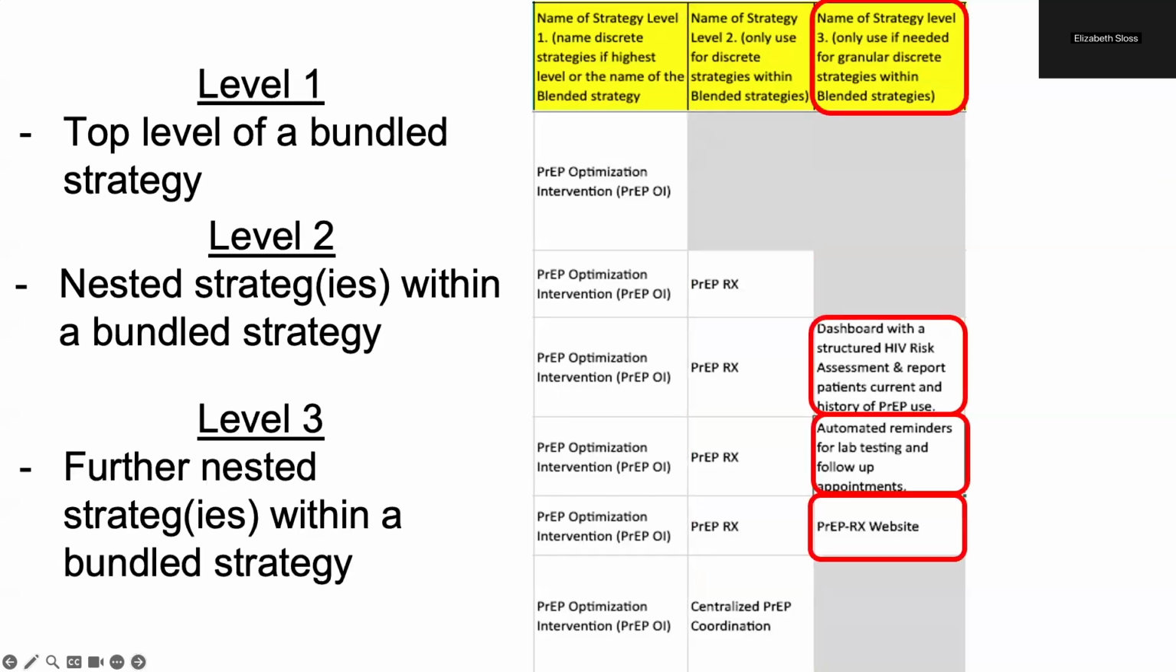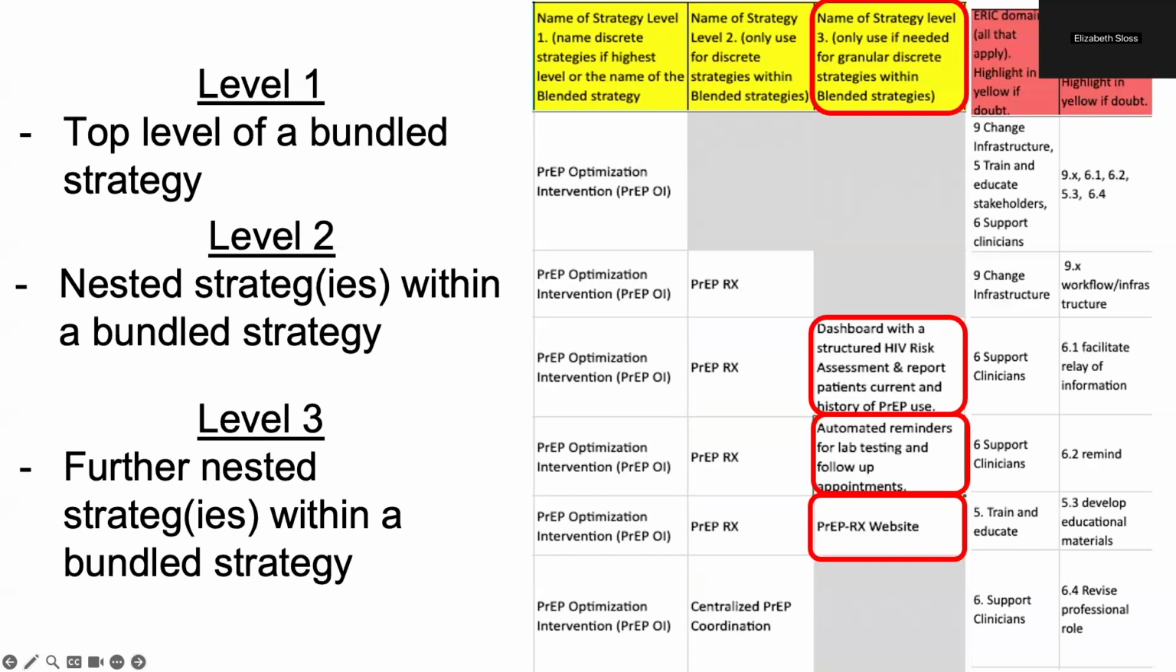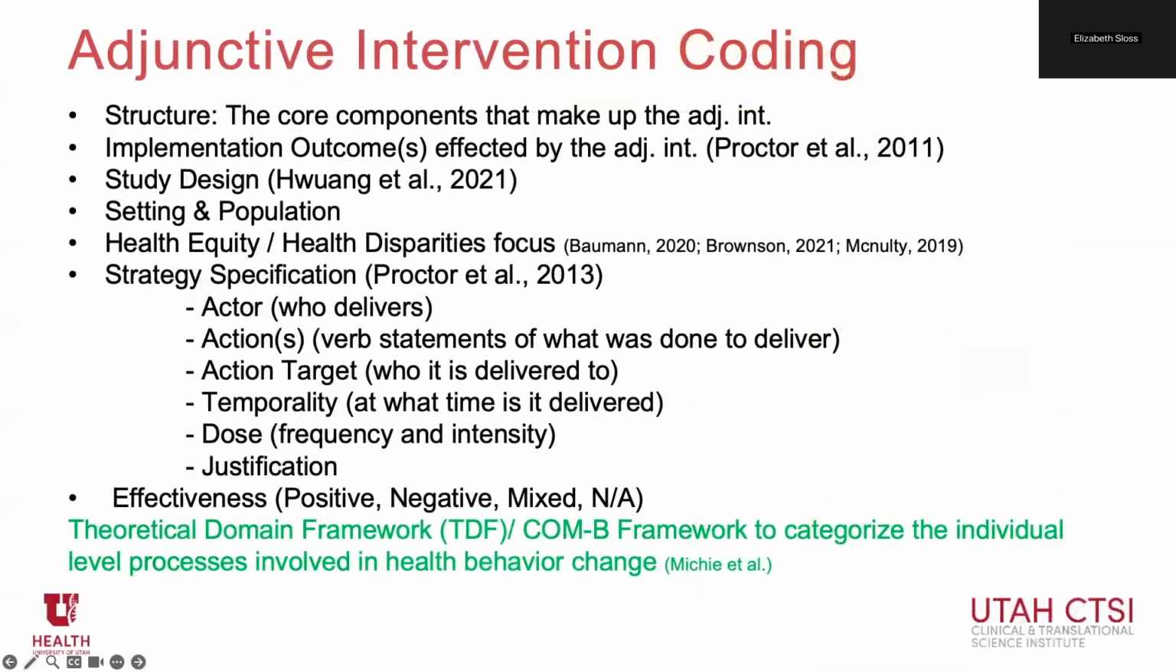All right, so this was a 3-level strategy nesting structure, and then we coded each of those actions specifically to the ERIC taxonomy. So for adjunctive interventions, everything was pretty much the same, except instead of using that ERIC taxonomy where we were just lumping everything into engaged consumers, we used this other framework called the theoretical domains framework.